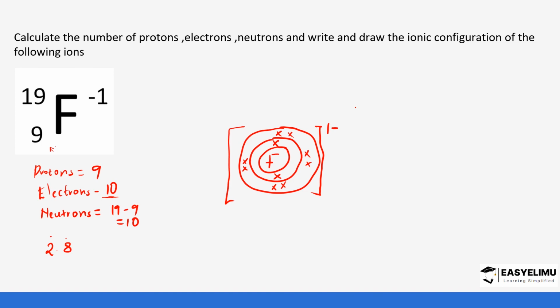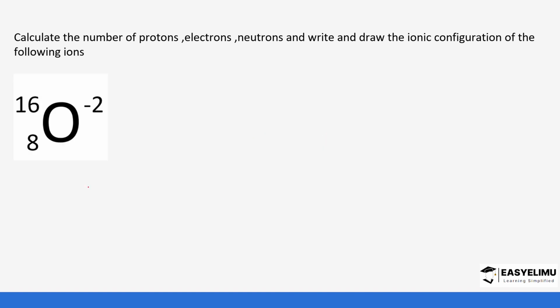Another example is oxygen, or the oxide ion. So the number of protons of this oxide ion is going to be 8 because it's the atomic number. The number of electrons is going to change because you can see it has gained 2 electrons and it had 8 electrons before, so it becomes 10 electrons. The number of neutrons does not change because they are located in the nucleus, so it is 16 minus 8, which gives us 8. The mass number minus the number of protons.